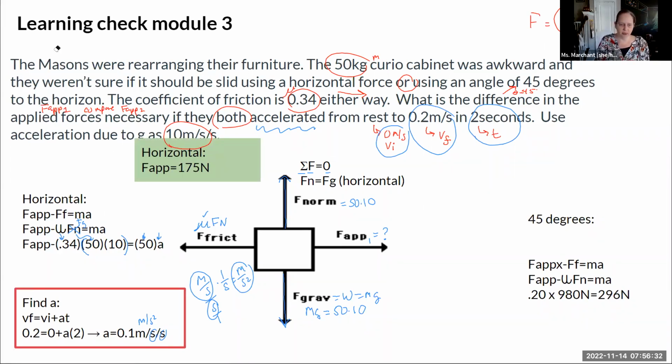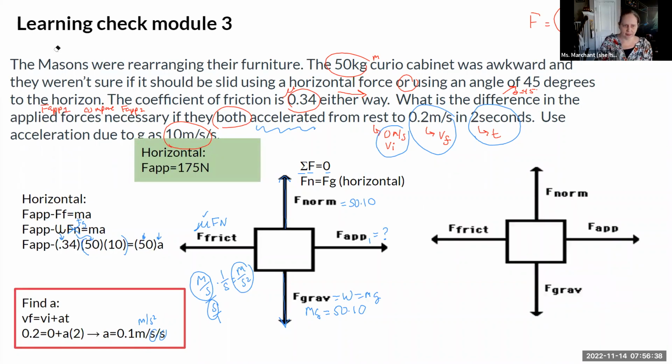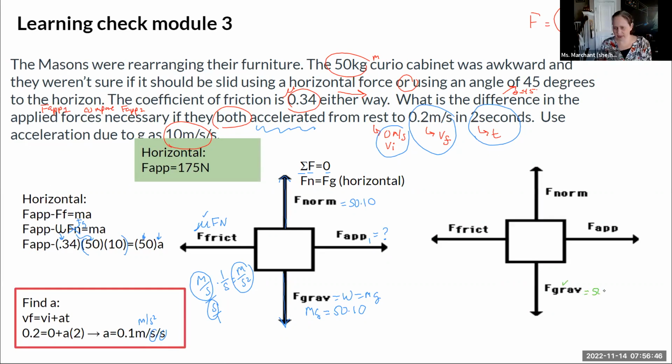So now let's do it. What if we have it at an angle of 45 degrees? What is the same? I'm going to have a force of gravity. Mass times gravity, that one's going to be the same, 50 times 10. I am going to have a force of normal, a surface force, but it may not equal my force of gravity. Go really slow on these.